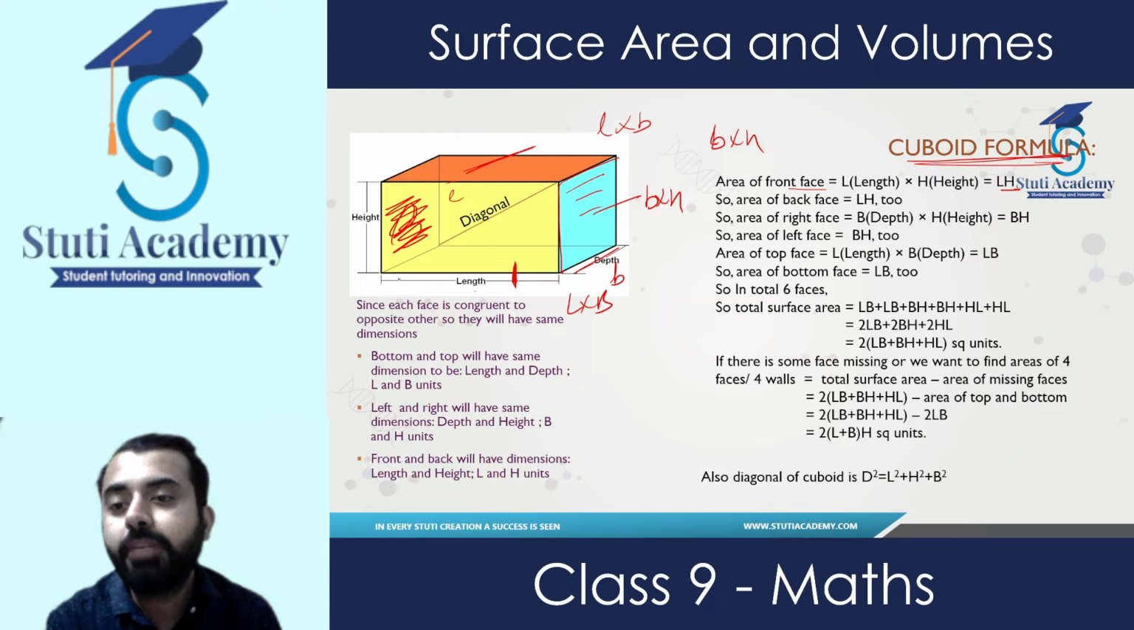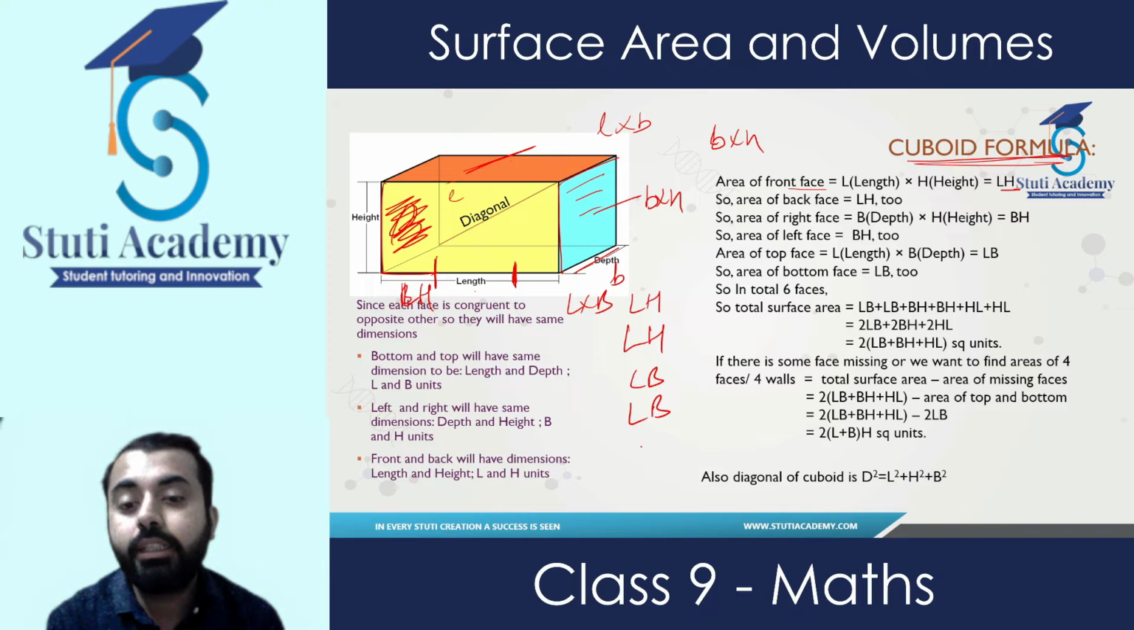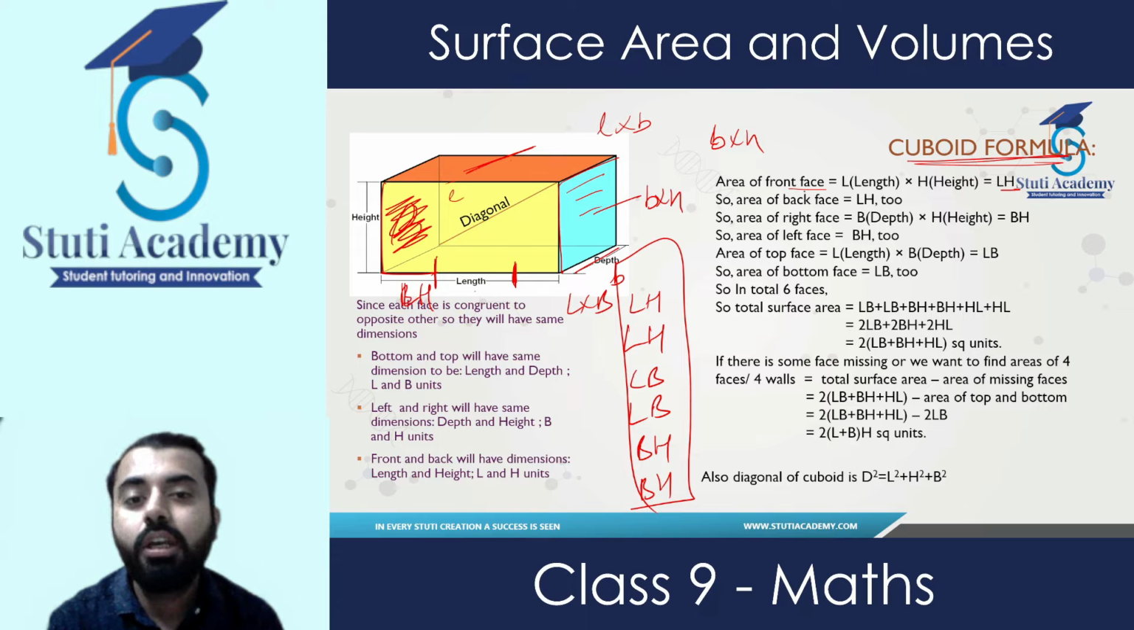Now come to your front and back. We have a length, we have height. That means the area of the yellow portion is what? LH, and the back one will also be LH. So you get LH, LH, LB, LB, and BH, BH. You get the areas of 6 faces. Now you guys see here, front face LH, back face also LH, right face BH, left face BH, top face LB, and bottom face LB.